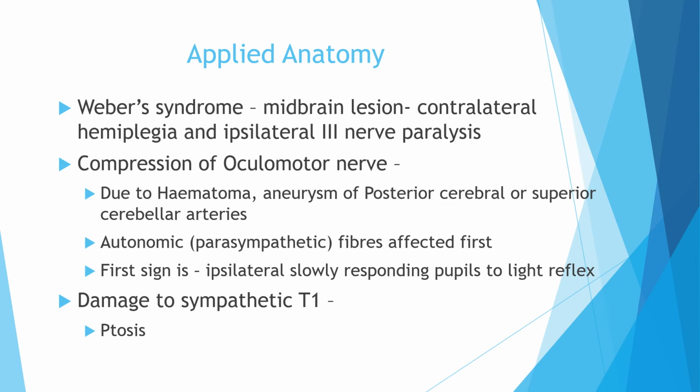The compression of the oculomotor nerve can occur due to hematoma, or it is passing through two arteries, so any small aneurysm of any of the arteries will cause compression. A typical feature is that the autonomic or the parasympathetic fibers are affected first. So, the first sign in oculomotor palsy is that the pupils are slowly responding to the light reflex. If you show a light into the eye, the pupils will respond slowly if there is damage to the oculomotor nerve. Sometimes, if the sympathetic fibers are affected, it will lead to ptosis.